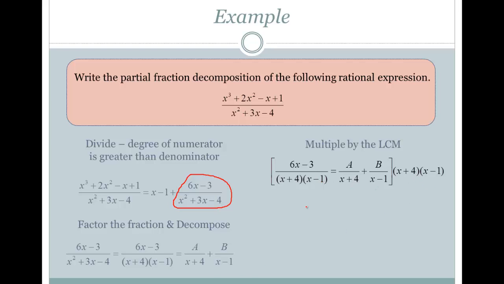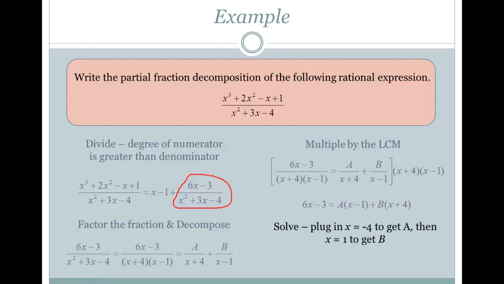This term goes away. So I get 6x minus 3 is equal to A times x minus 1 and B times x plus 4. Because these are linear factors, I can choose x equals 1 to solve for B, and x equals -4 to solve for A.